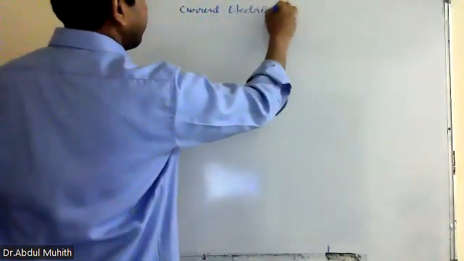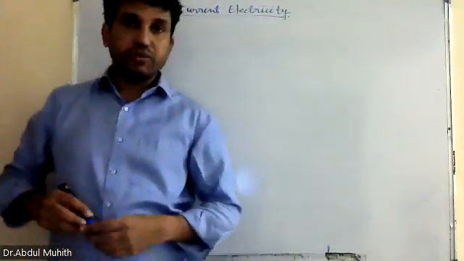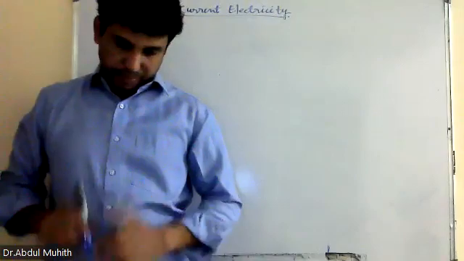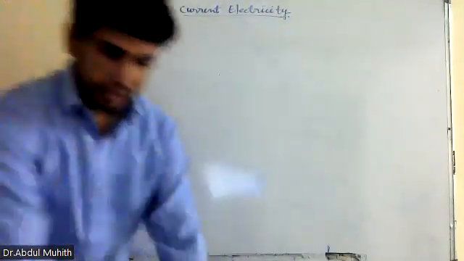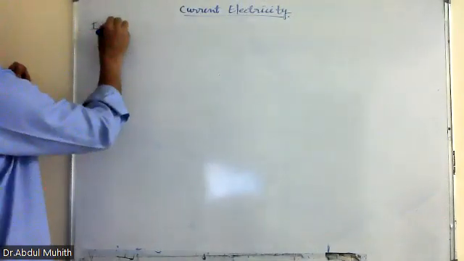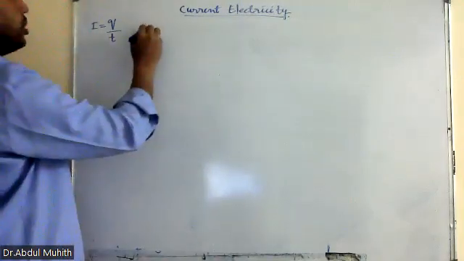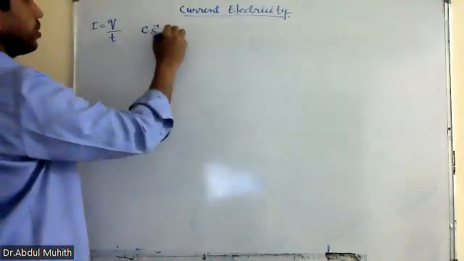Current electricity. Current electricity means when the charges are in motion, they are known as current electricity. Now we start with current. The formula for current is I is equal to Q by T. The rate of flow of charges is known as current, and it is measured in coulomb per second or amperes.